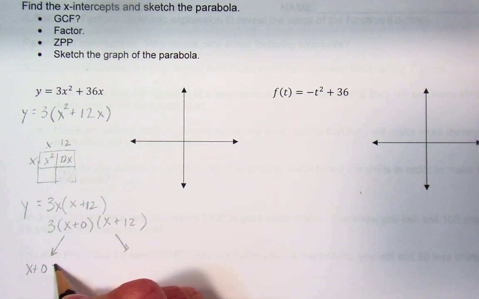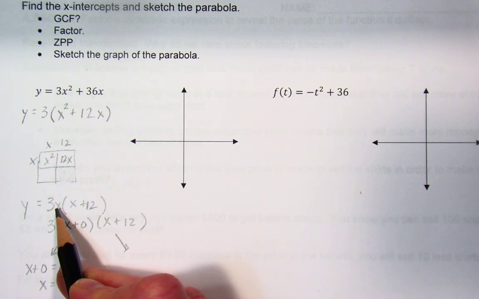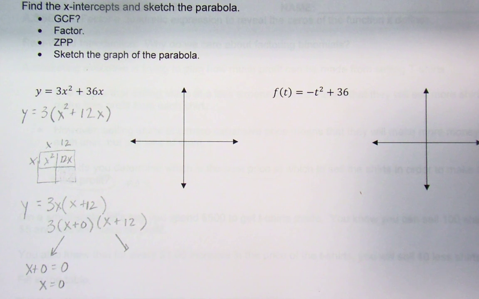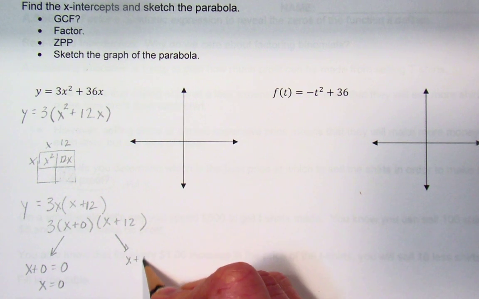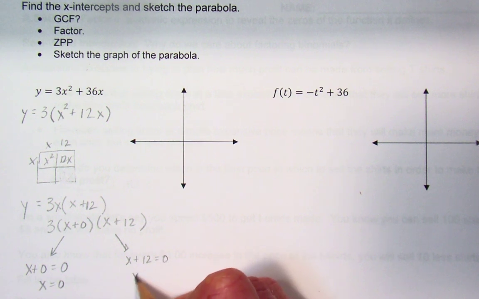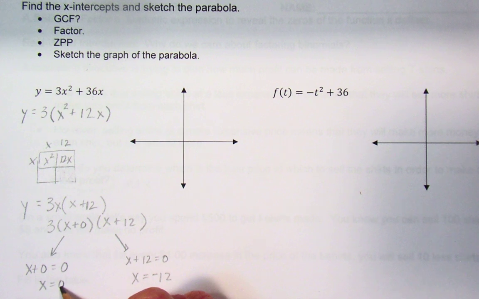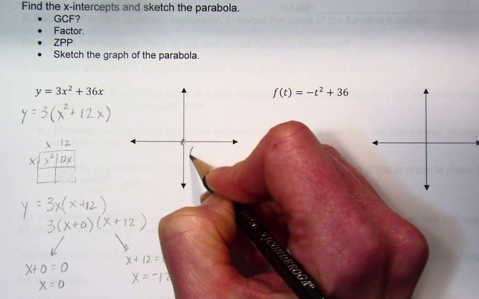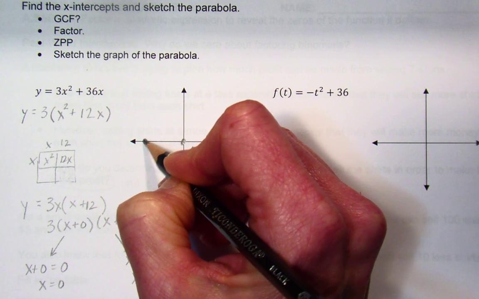x plus 0 is equal to 0. Well, x is 0. I could have done it with just the plain x here as well, even though it's not in parentheses. That is a factor. And then here, x plus 12 is equal to 0. Therefore, x is equal to negative 12. So one of my intercepts is at 0, 0. And one of my intercepts is at negative 12, 0.